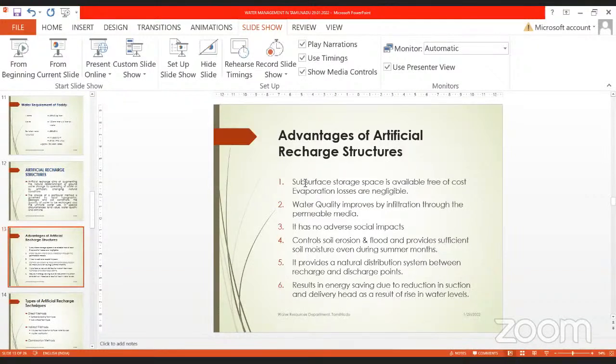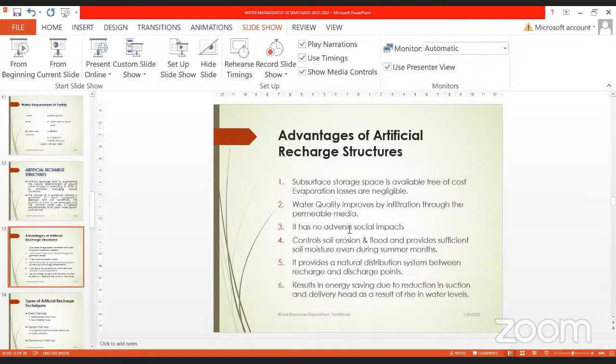Advantages of going into artificial recharge structures. Basically, subsurface storage is free of cost. We can store as much as we want. And evaporation losses are negligible. Generally, evaporation losses for surface water storage is around 5% annually. So that loss can be cut off. Water quality improves by infiltration. Generally, soil acts as a filter media. So whenever infiltration is happening, water quality definitely improves.